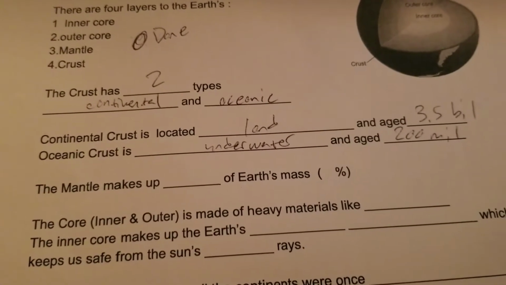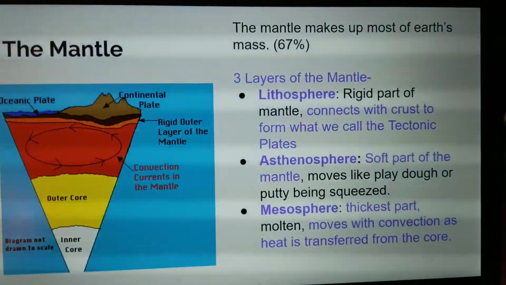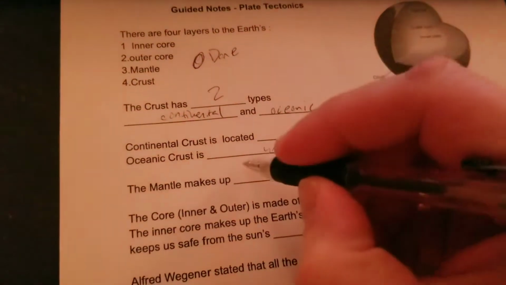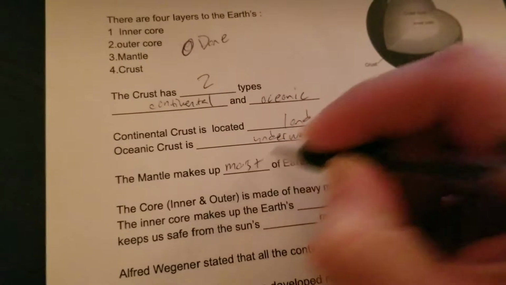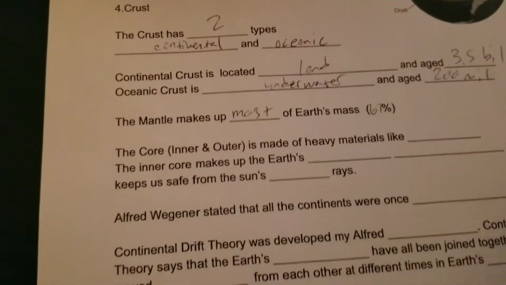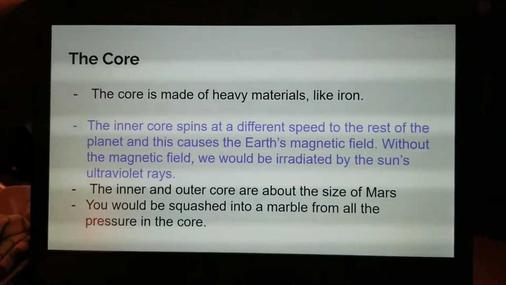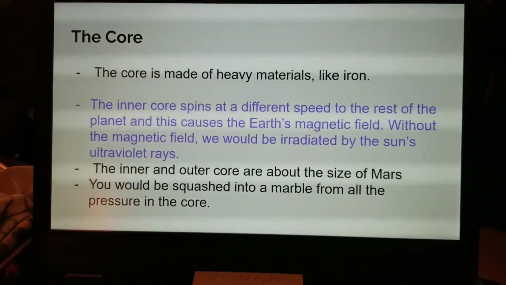3 layers of the mantle. The mantle makes up, boom, right there, top of the screen. Mantle makes up most of Earth's mass, 67%. Inner core and outer core is made of heavy materials. We got all this information about the mantle going straight onto the core. Heavy metals like iron.